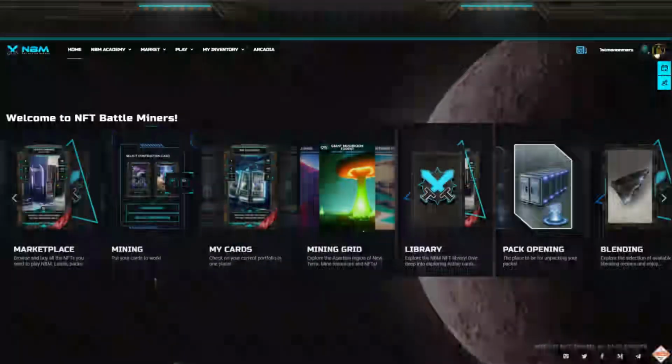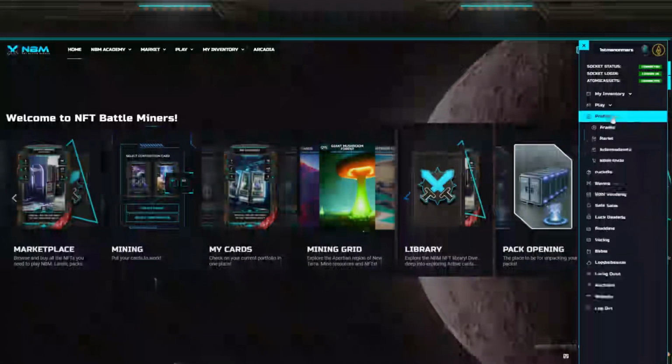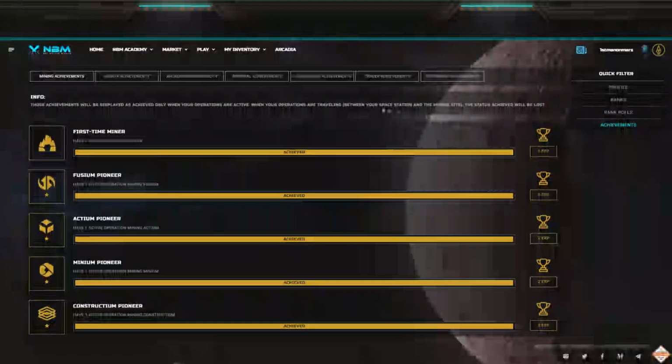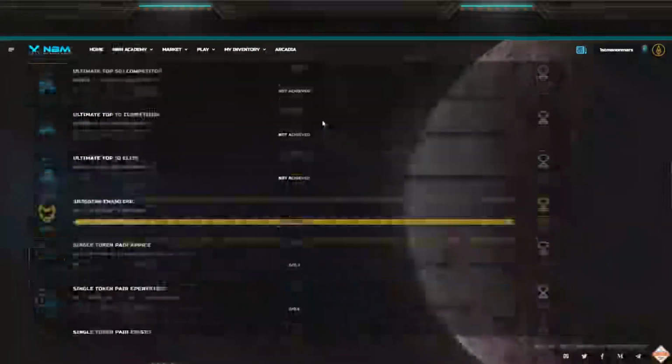Also, don't forget to take a look at our Discord along with our achievements section. We offer many rewards to people participating in liquidity pools.